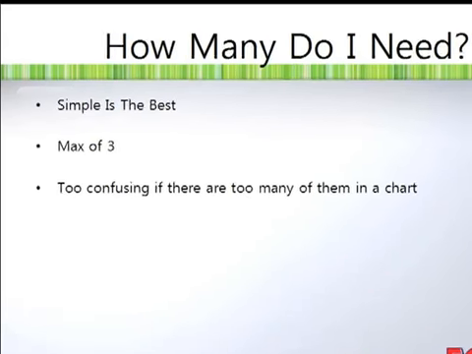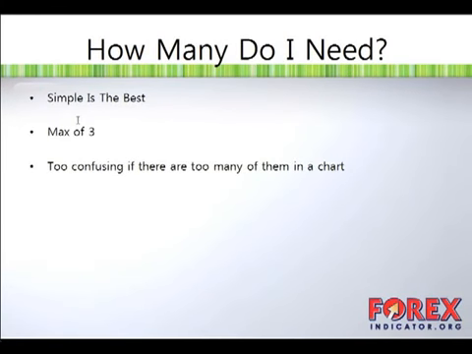Third, how many indicators do I need? For me, my advice is simple is the best. Some people think that the best strategy has over 10 indicators inside, which makes things very complicated, and that's good. In fact, it's not. The simpler your strategy is, the better it is. You'll be stunned by how simple the strategies are that some professional traders use. For me, the maximum number of indicators in a strategy is 3. I never go more than 3 because it's very confusing. When there are too many, it's very hard to enter a trade, and this is one of the big problems when you have a lot of indicators.